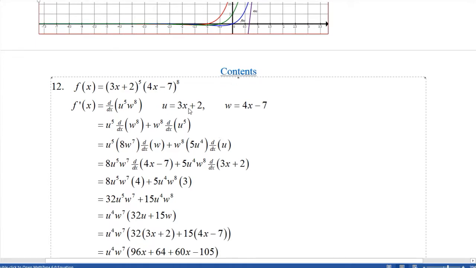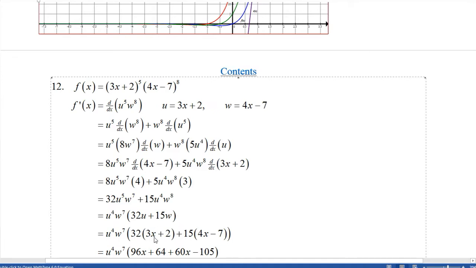Now substitute back in. I'm going to substitute back in here. I'm going to leave this just floating along for a little bit to save me some writing. So u is 3x plus 2. w is 4x minus 7. I can do some simplification inside this set of parentheses here.